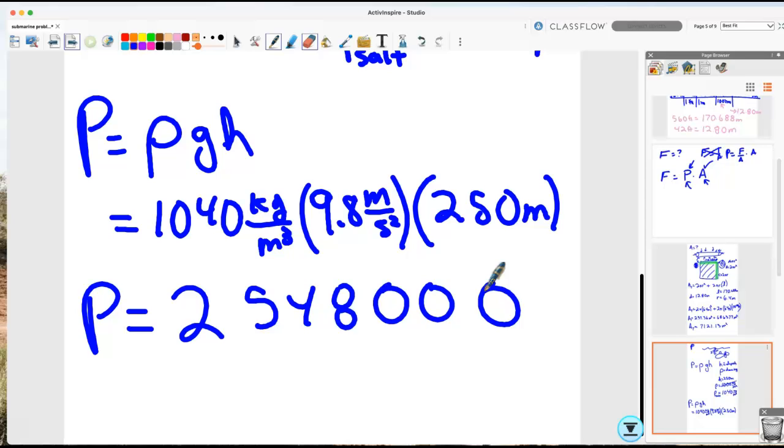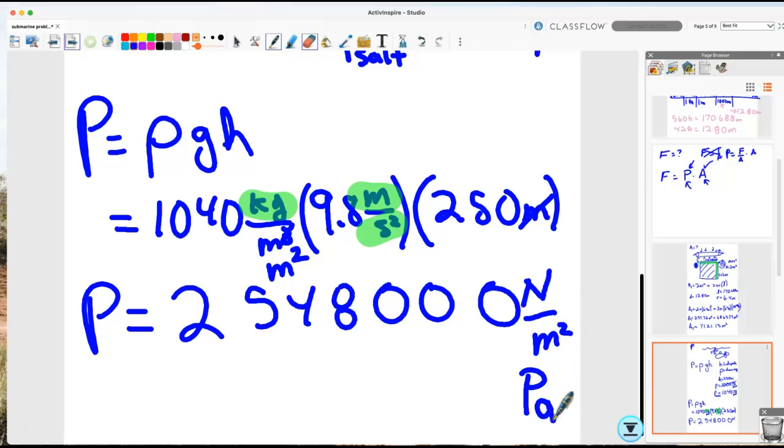What units? Well, let's look at this for a minute. What is a kilogram meter per second squared? Isn't that a Newton? That's a Newton. And then this meters cubed and that meters will cancel, so that becomes a meter squared. So this is a Newton per meter squared. And a Newton per meter squared is a Pascal, which is a measure of pressure. So that makes us feel all warm and fuzzy that the units work out.